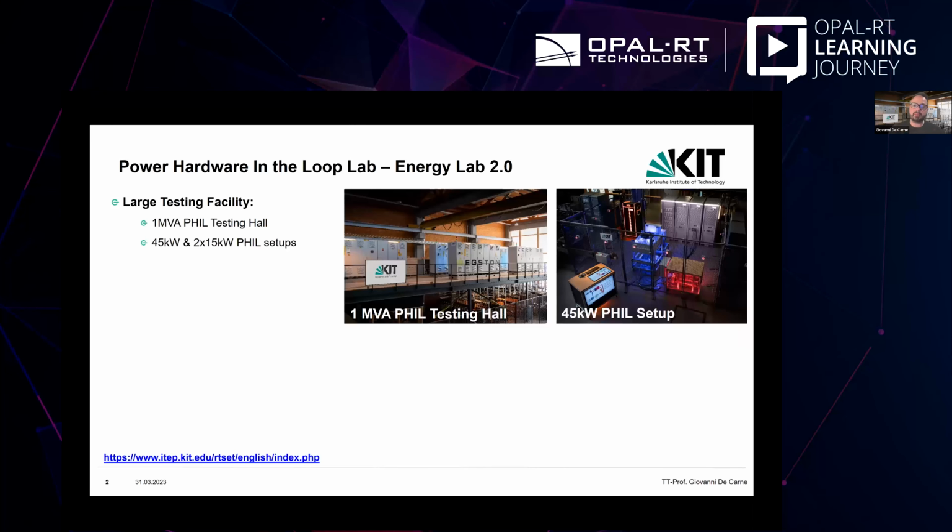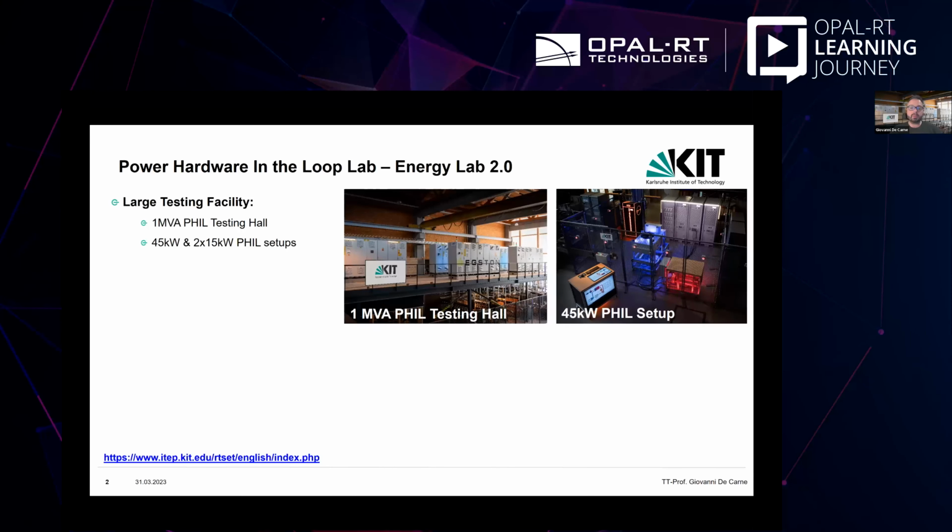What is the Power in the Loop lab? It is a large power-in-the-loop facility. As you can see from the figure, we have a 1 megavolt-ampere power-in-the-loop testing hall. This is composed of five Egston 200 kilowatt amplifiers that are connected with our OPAL-RT simulator. So we simulate the grid in OPAL-RT and we send the signal to the Egston amplifiers, which can work both as voltage type and current type, and they are fully bidirectional. That is only one part of our testing capability. We also have smaller ones.